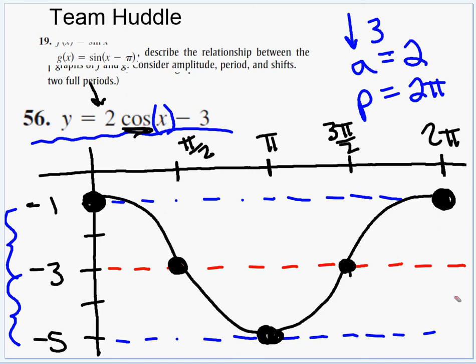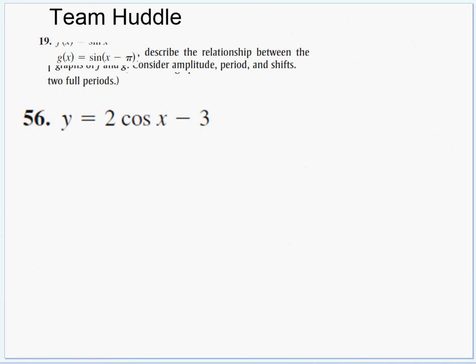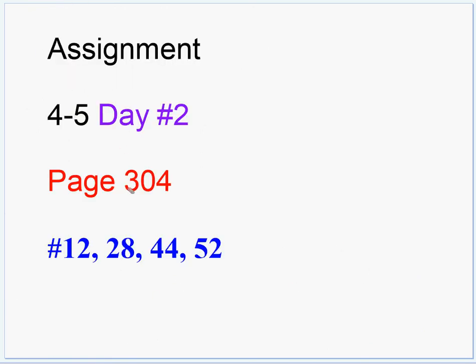Outstanding. And I think that was our last one. The assignment here, again, it's out of the book, page 304. These 4 problems. Make sure you read the directions. If it doesn't say to graph it, you don't have to graph it. If you're having fun, though, go right ahead and graph it. And if it does say do 2 periods, make sure you do those 2 periods, unlike me in that last problem.